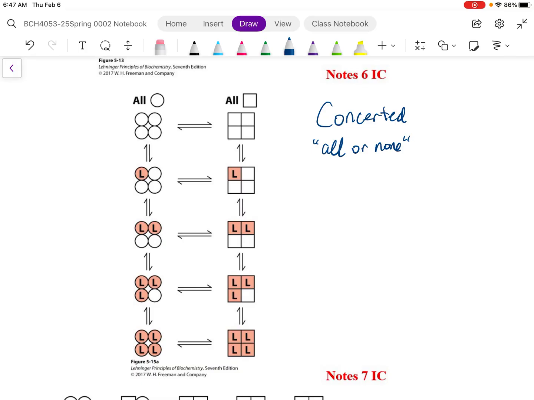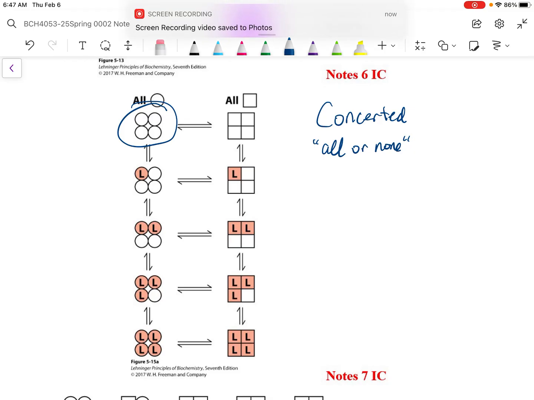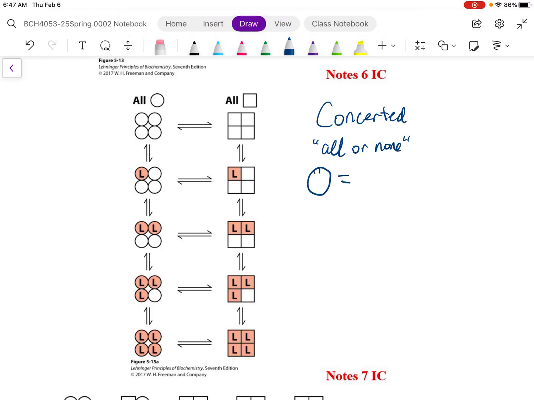Okay? And we are going to focus on hemoglobin, just because that's the protein that we've been talking about so long. So we see here we have 4 circles representing the hemoglobin subunits. Now, those subunits, let's say the circles, are going to be low affinity, which then would mean that is what? The T state. And then we will say the squares are going to be high affinity, and that's going to equal the R state.